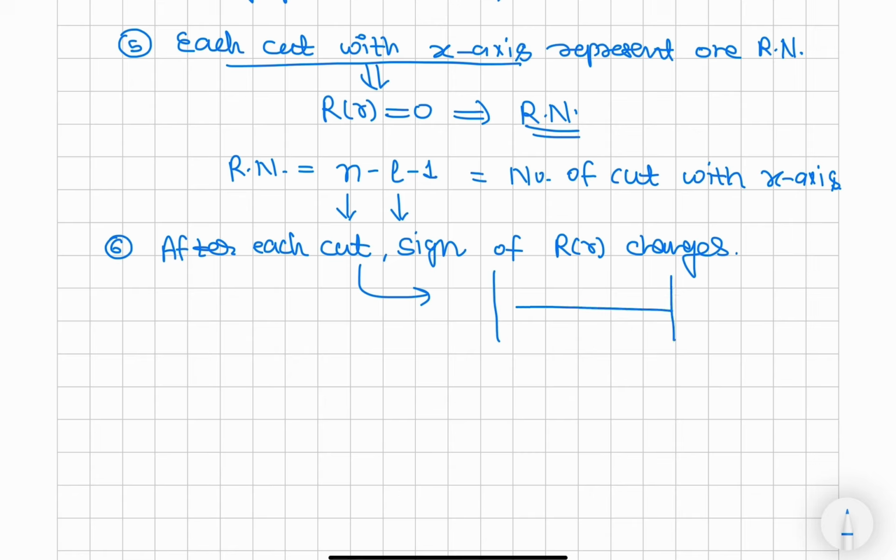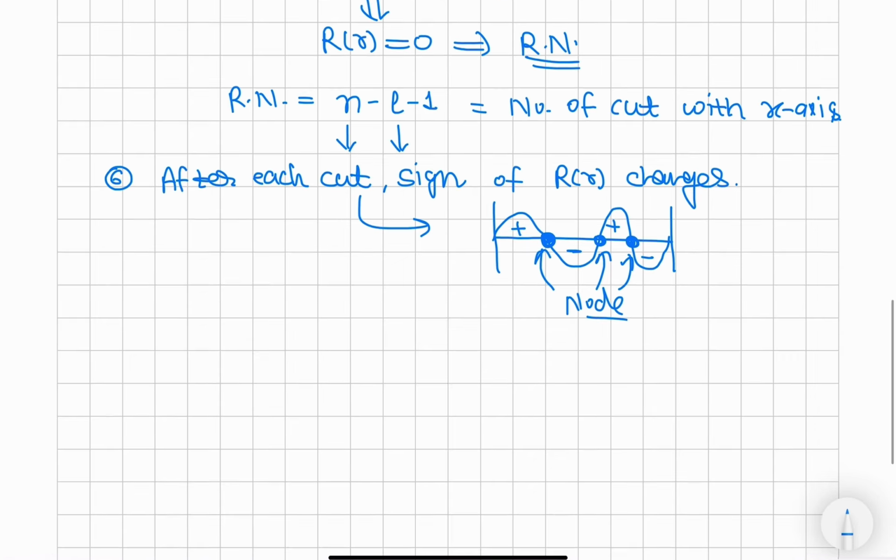You can see, let us assume a string which will form waves. This will be the point where there is no displacement, 0. That means this will behave like a node, and you can see if the wave has a positive sign, then after passing the radial node the sign becomes opposite. The sign will change, and again after the next radial node the sign will change. This represents that after each cut, the sign of the graph will change.